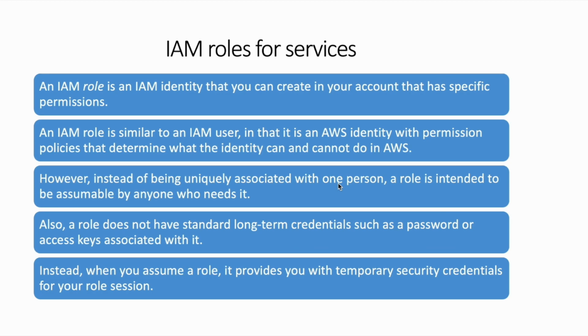So, IAM roles for services. An IAM role is an IAM identity that you can create in your account that has specific permissions. An IAM role is similar to an IAM user in that it is an AWS identity with permission policies that determine what the identity can and cannot do in AWS. Instead of being uniquely associated with one person, a role is intended to be assumable by anyone who needs it.